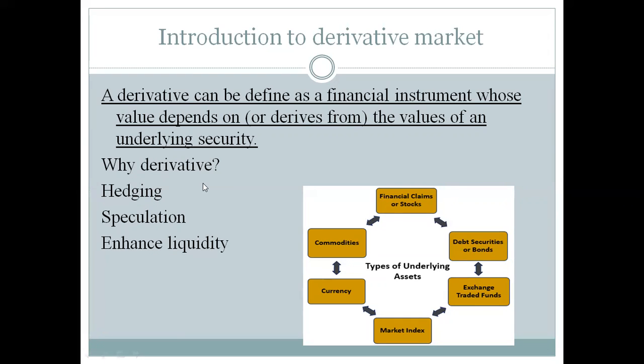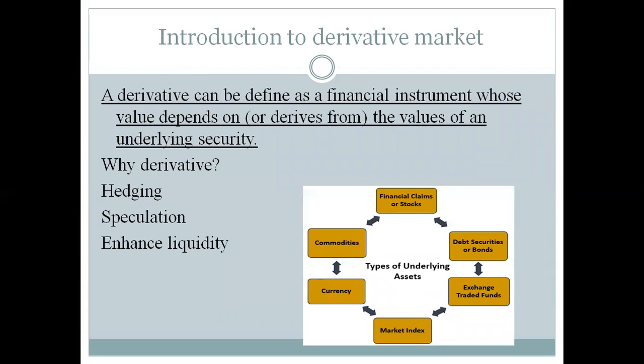Next, why derivatives? Derivatives are for hedging. Derivatives are for speculation, and they enhance liquidity. What is hedging? Hedging refers to taking a position to control, avoid, or shift different types of risk. This is very useful in a highly volatile market. The traders protect themselves from adverse price movements.